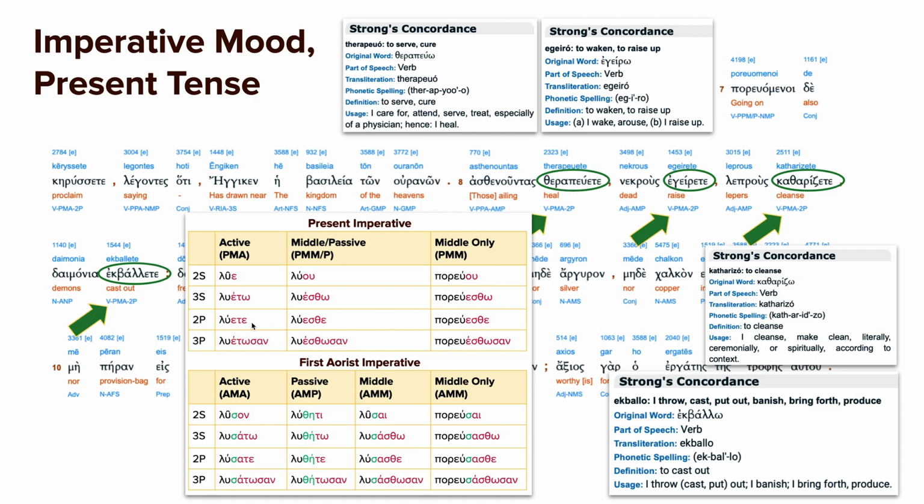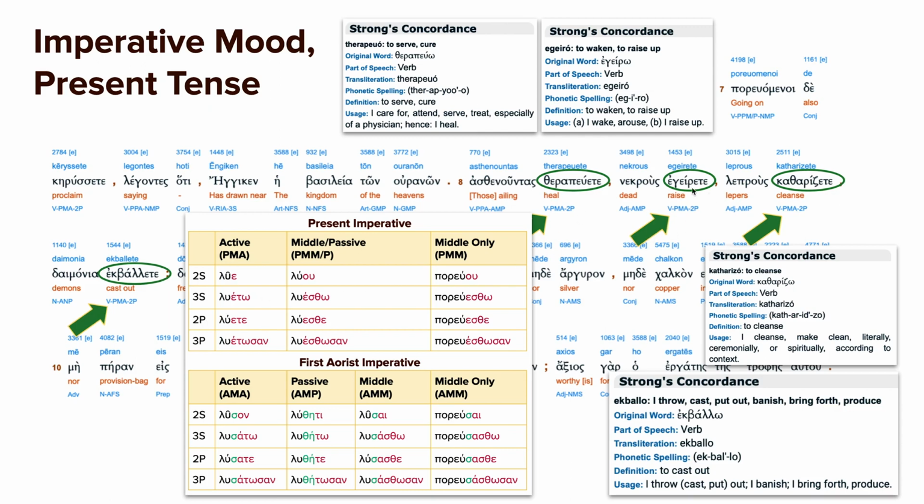Therapeuete is our second person plural, which actually matches our second person plural for the indicative mood. So you heal, meaning that's what you do for a living, you heal, is the same as heal as a command. Jesus is clearly using a command to his disciples now. Heal those who are ailing. So that's our imperative mood, even though it's exactly the same form as what you would see for the present indicative.